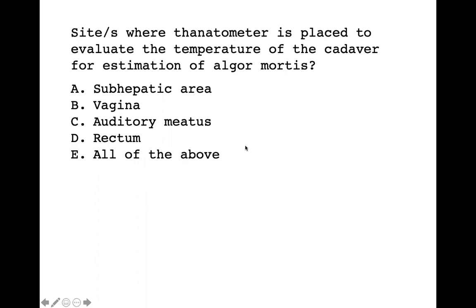Actually, pwede yan sa lahat. Okay? Of course, pero yung talagang pinaka-appropriate dito is the subhepatic area. Okay? Kasi pag open mo ng isang cadaver o pag open mo ng isang rib cage, makita mo yung liver, tutusukin mo lang siya tapos ilalagay mo yung thermometer doon. Alright? Hindi naman sa vagina kasi medyo sa gilid-gilid pa. Alright? So hindi yan. Although pwede yan siya. Okay? Pero the most na pwede nating gawin is the subhepatic area.